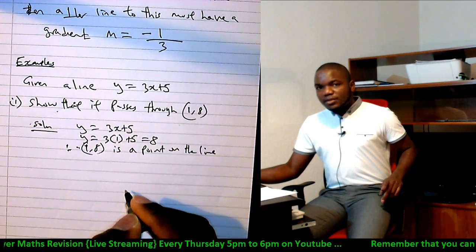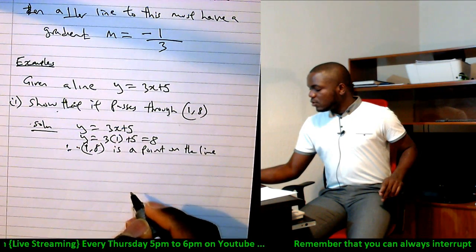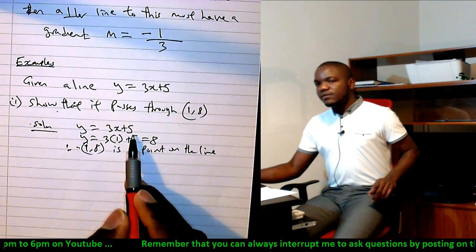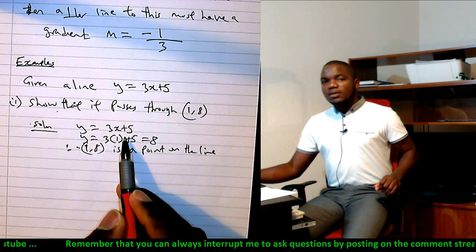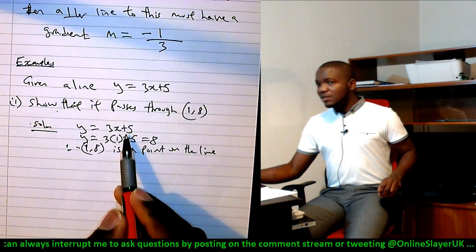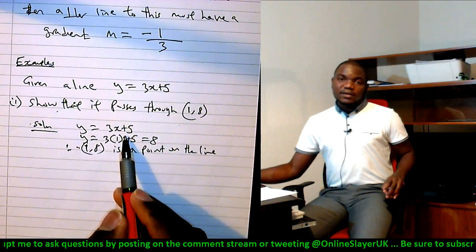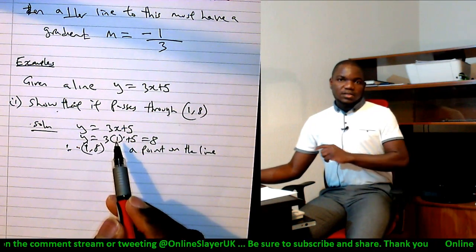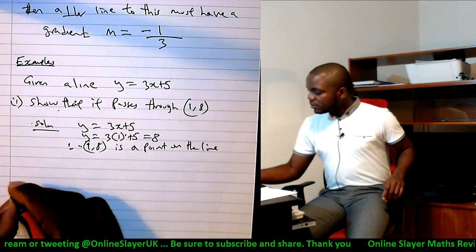Is (0, 2) a point on the line? Well, if you put 0 here, it becomes 3 times 0 plus 5. That's 5. (0, 2) tells you that when x is 0, y should be 2. But the line tells you that no, when x is 0, y should be 5. So (0, 2) is not a point on the line. You can do that for as many questions as possible.